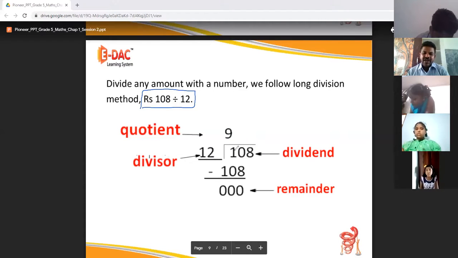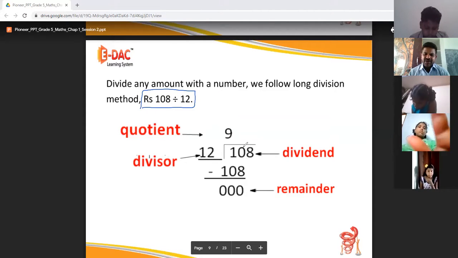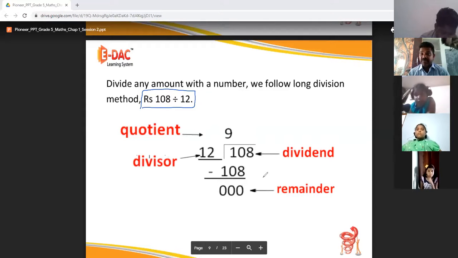Okay, next. 108 is divided by 12, 9 times. See how many times it divides. 12 nines are 108, remainder 0. So how many terms are there in the division? The dividend is the number being divided. The divisor is the number which divides the dividend. The result we get is the quotient, and what is left is the remainder. So these are the mathematical terms related to division.